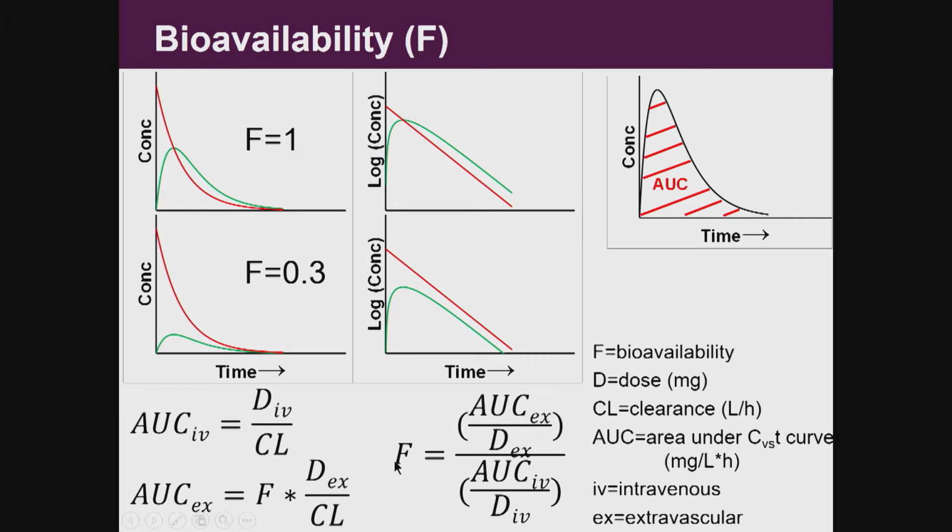And F can be isolated, as here, and so you can determine experimentally this F by ratioing the dose-normalized AUC after extravascular administration divided by the dose-normalized AUC after IV administration.